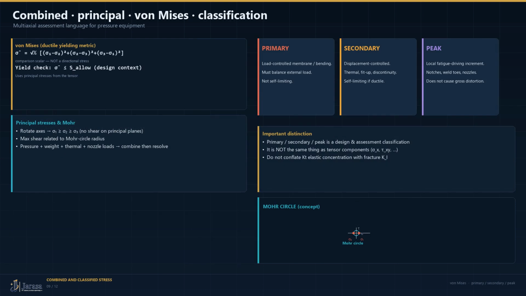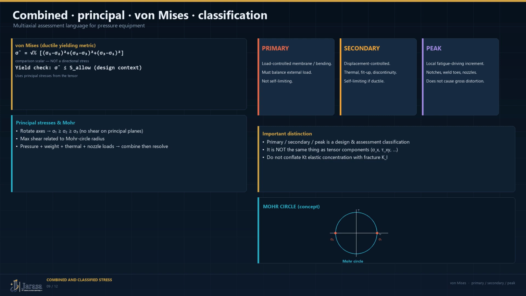Real equipment sees pressure, weight, thermal restraint, and nozzle or support loads together. Resolve the tensor to principal stresses, and recall that maximum shear relates to the Mohr circle of that state. For ductile yielding, von Mises equivalent stress is a scalar comparison metric, not a physical directional stress. If shown, it is the root of 1/2 the sum of squared principal differences.